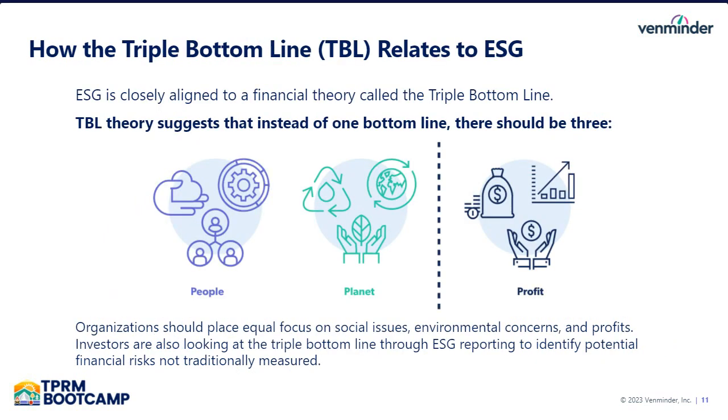The triple bottom line is a popular financial theory that's closely related to ESG. And this theory posits that the bottom line, which has been traditionally thought of as profits, should also include the consideration of people and the planet as well. That is because there are non-financial elements that can directly influence the health and sustainability of an organization and impact its ability to be safe and profitable.